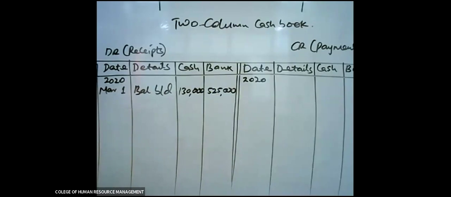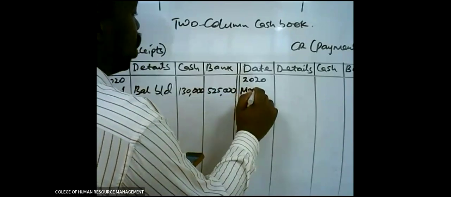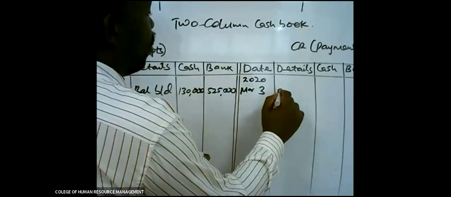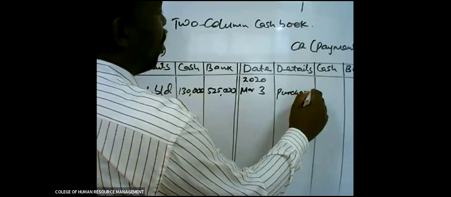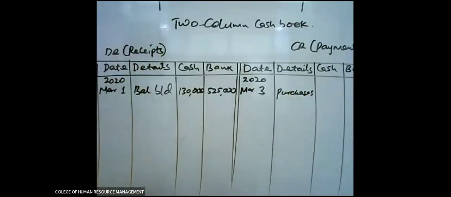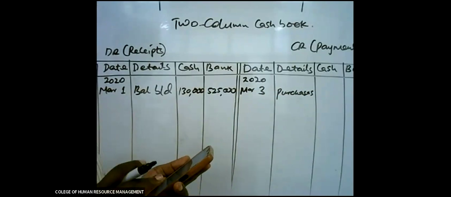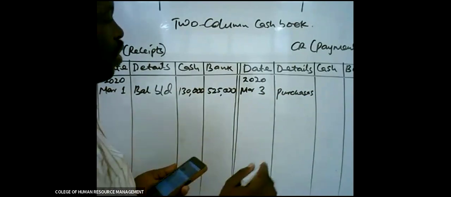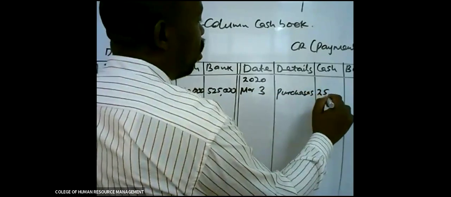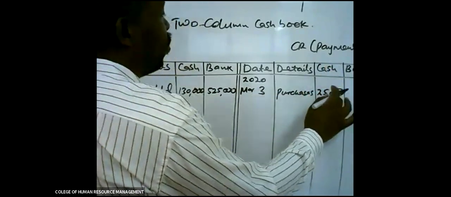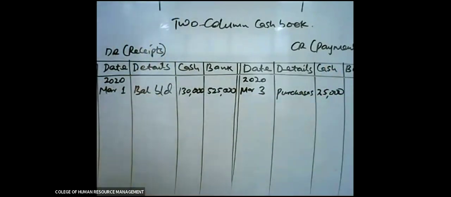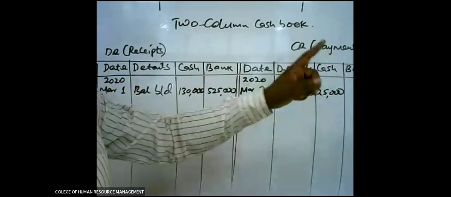Then on the 3rd of March, we bought goods. When you buy goods, you normally regard them as what? Purchases. Goods bought. We normally call them purchases. And we paid by cash, so you credit cash. So 25,000, you put it under the cash column on the credit side.